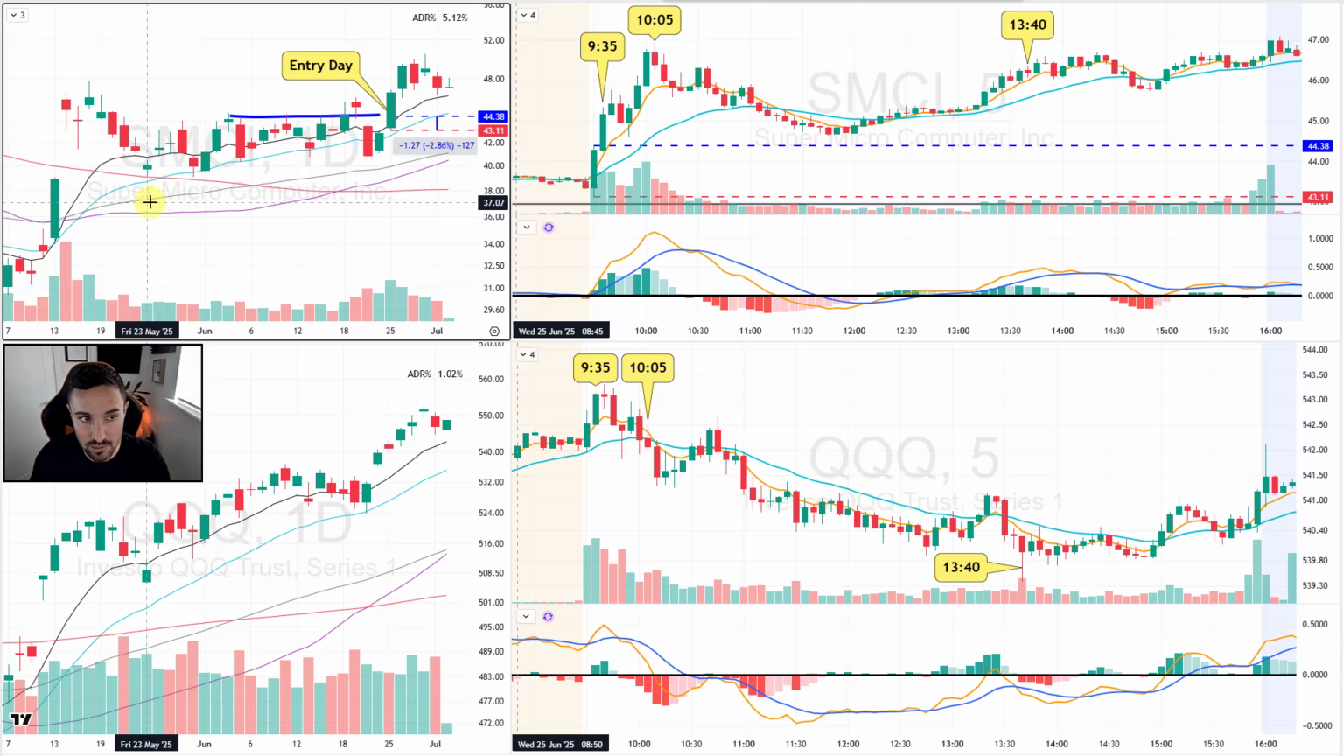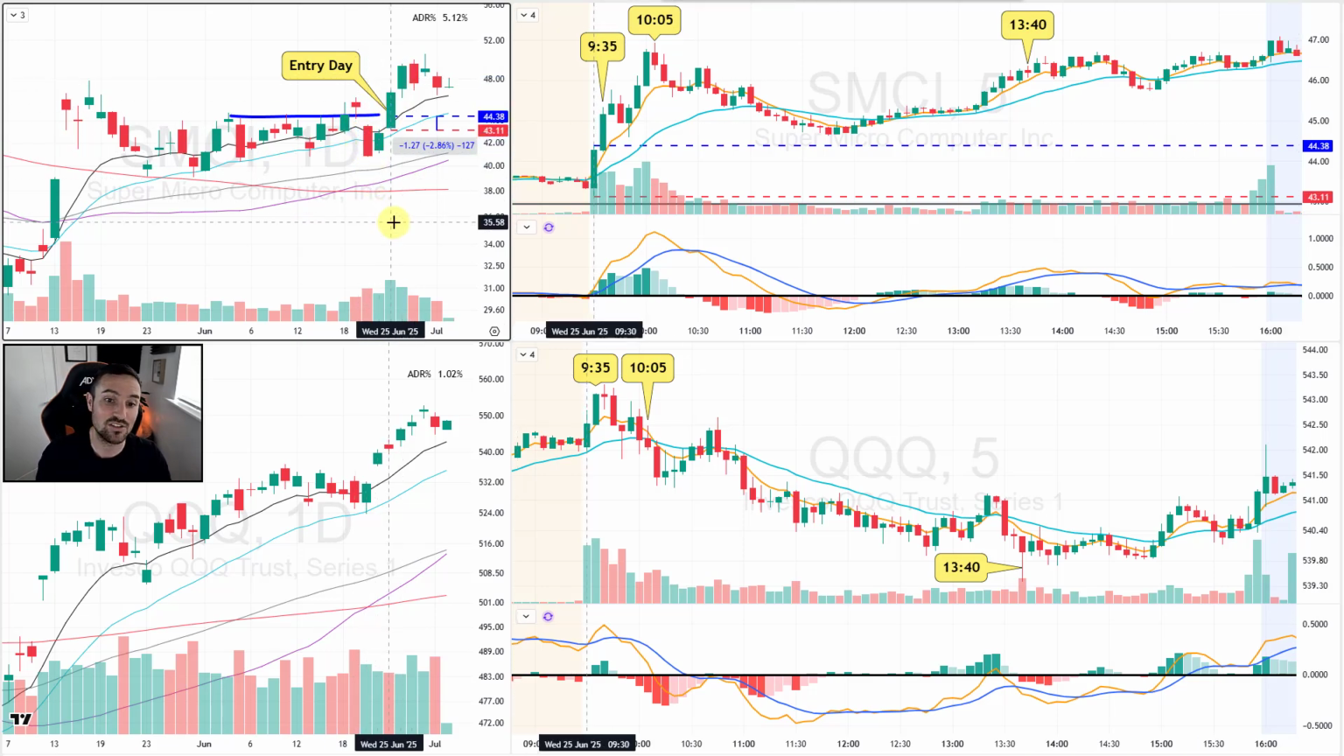Okay, large operators supporting SMCI at the 21. A load of breakout traders jump in here, and then they get shaken out here. And when they're shaken out, it turns around and goes. Starting to see the psychology, starting to see the games.